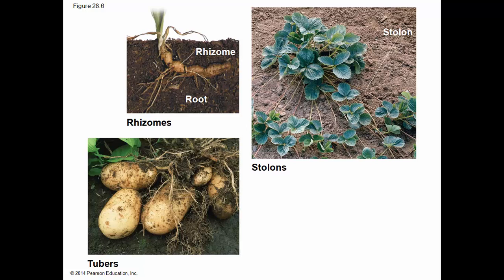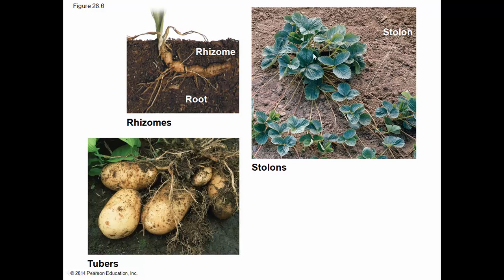Okay, a rhizome is actually a modified stem that grows underground, and it gives off roots. Rhizomes are typically what we associate with the iris flower, that grows from a stock rhizome.